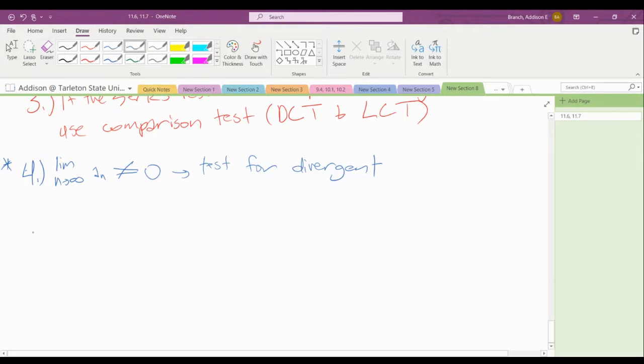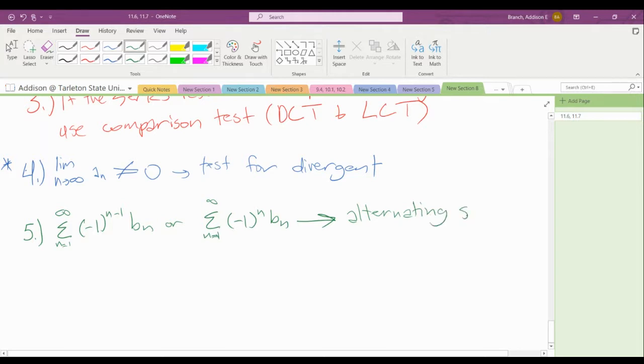Five is another. Our next test is also another pretty easy one to recognize. It's whenever we have (-1)^(n-1) times b sub n, or just (-1)^n times b sub n. With that one, you just know that's going to be an alternating series. For that one, you may have to go back and apply another test to see if it's conditionally or absolutely convergent, but the alternating series test is a really good place to start.